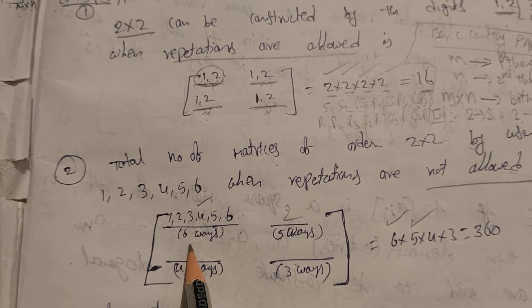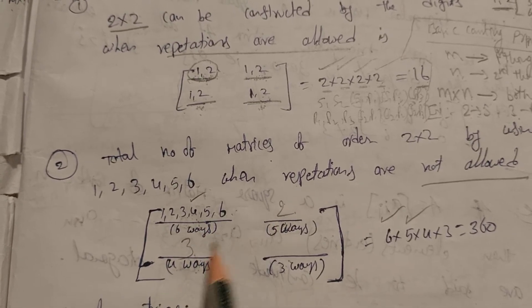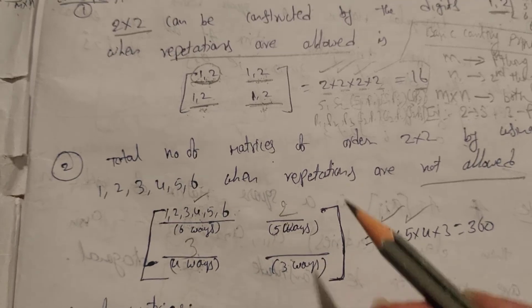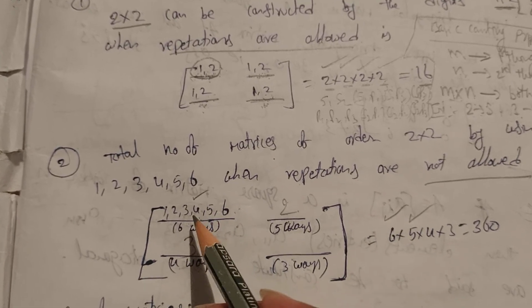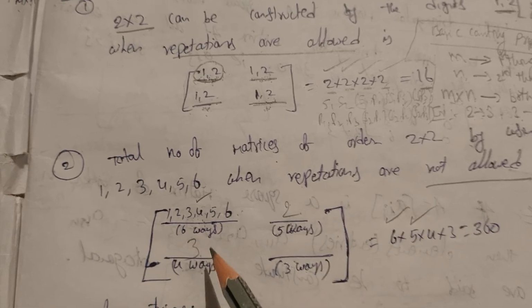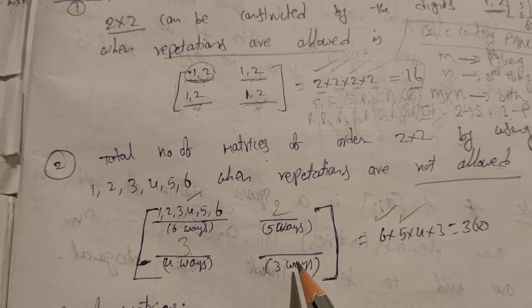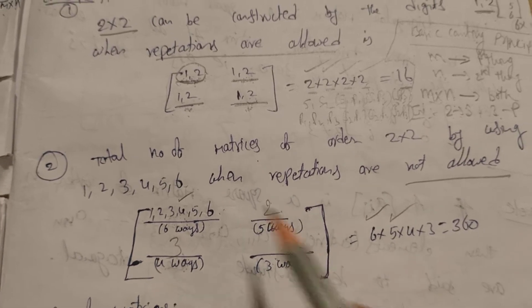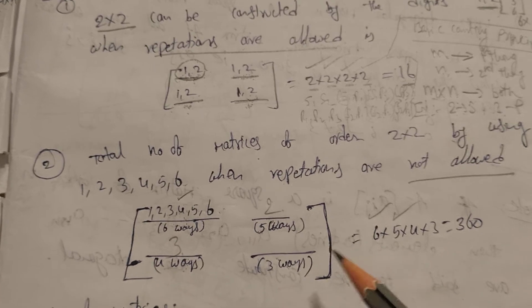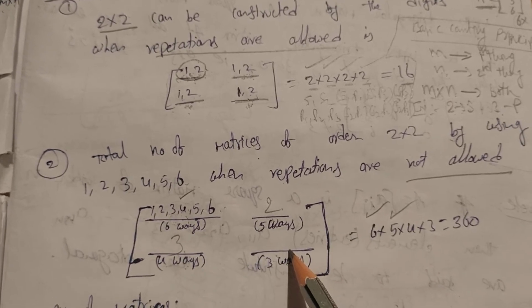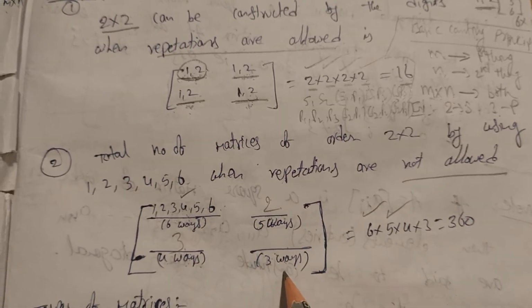Suppose here we fill 3. So 3 numbers are filled. Then how many numbers are left over? Only 3. Repetitions are not allowed, so the numbers we fill should not repeat. After these 3 we have only 3 elements. With these 3 digits, one blank place, in how many ways can we fill? Only 3 ways. So for this one 6 ways, for this one 5 ways, for this one 4 ways, for this one 3 ways.